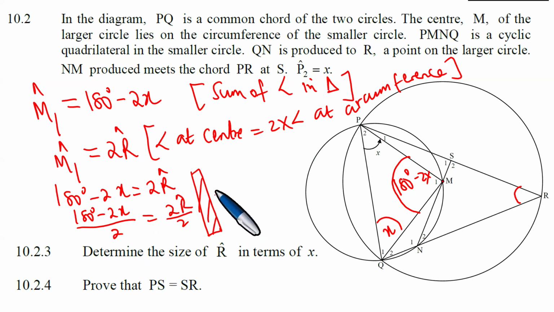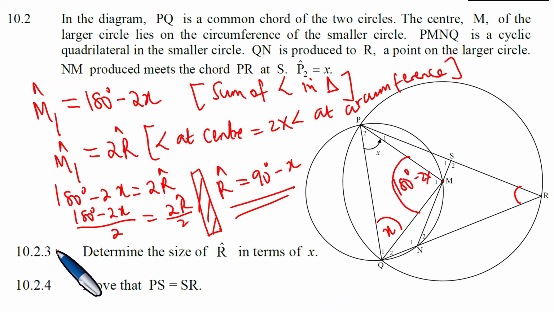Upon careful inspection, we're able to see that the size of the angle R is 90 degrees minus x, like so. So the angle R in terms of x is 90 degrees minus x. Any question about the answer to 10.2.3? No, everything is clear. Okay, good. We move on to the next one, 10.2.4.